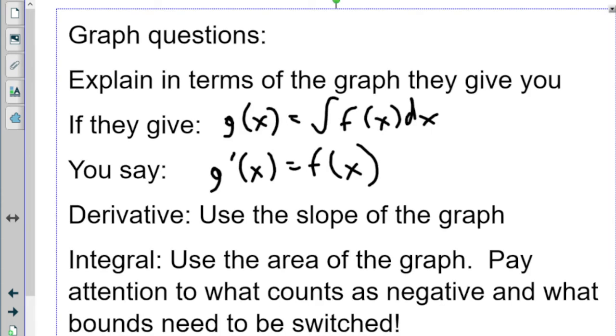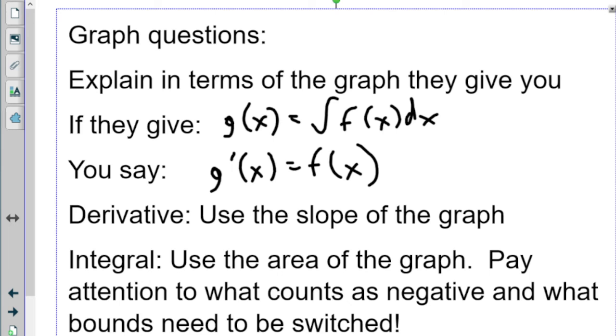Graph questions. If you got a graph question, make sure that when you give your explanations, explain it in terms of the graph they give you. So if they give you f prime, your explanation should involve f prime in some way. If they give you that g is the integral of f, then the derivative of g is f, and you should say that at some point in your explanations. They'll be looking for it.